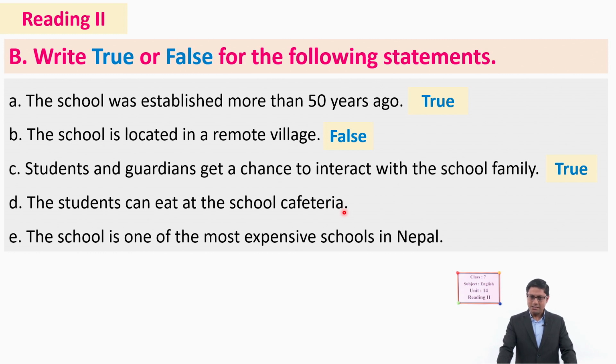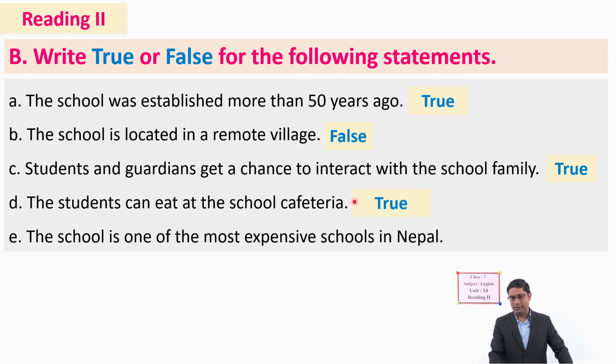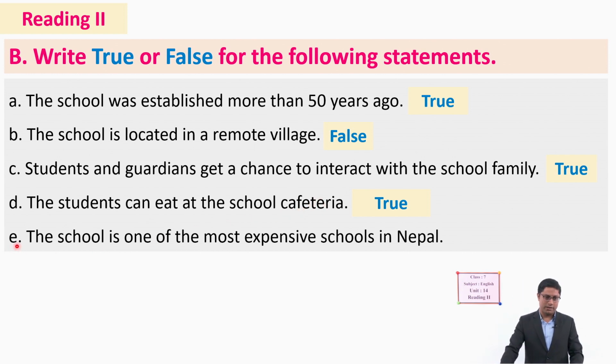Okay, can they eat? Is it true? Yes, it's a true statement, because the school has a well managed cafeteria. Okay, if you look at the salient features, you can see there a well managed cafeteria. So, it's a true statement. Now, the last one, E. The school is one of the most expensive schools in Nepal.